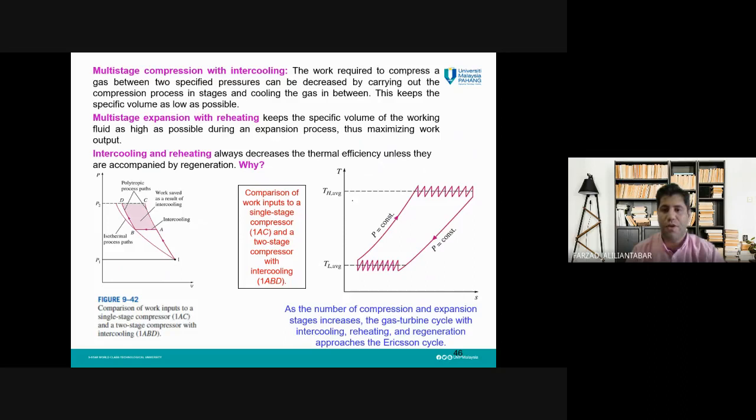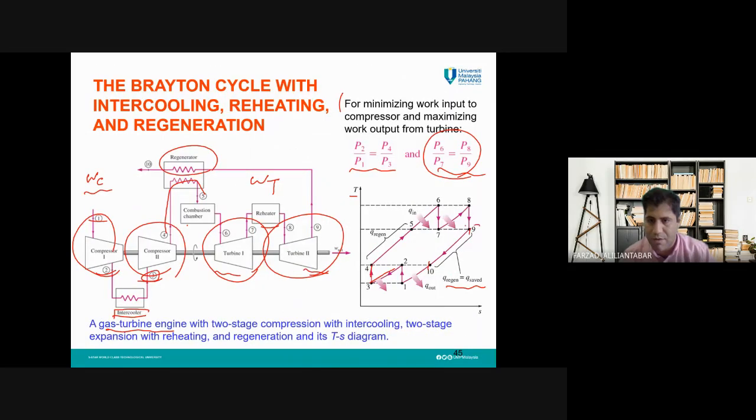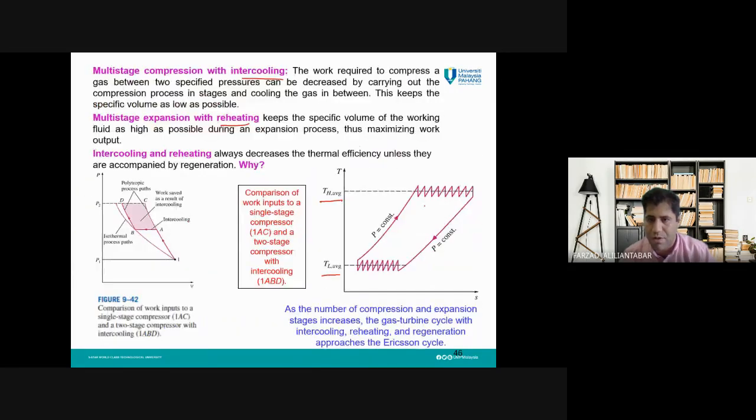But if we increase the number of intercooling, reheating, and so on, it will increase the efficiency of the cycle. Why? Because if you compare this TS diagram with the previous one, you can see it is almost similar. But here we have multi-stages.